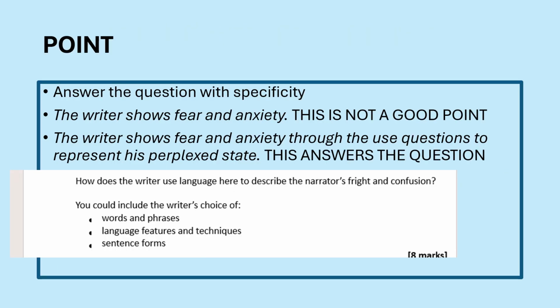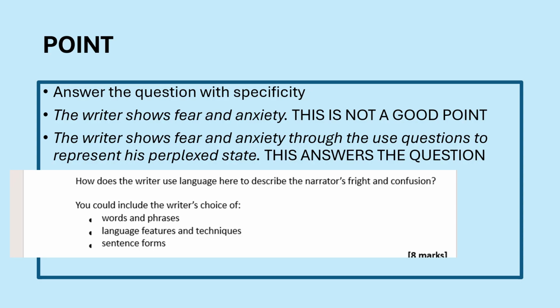Now, I'm going to look at the point, and the first thing is that you need to answer the question with specificity. So: the writer shows fear and anxiety. This is a fear and anxiety answer to this question. The question, let's remind ourselves, is: how does the writer use language to describe the narrator's fear and confusion? You may say to me, well, Miss, that is a good point, you're answering the question. You kind of are, but there is no specificity there, and I think specificity is what supports you getting the 7 and 8 and the full marks, okay?